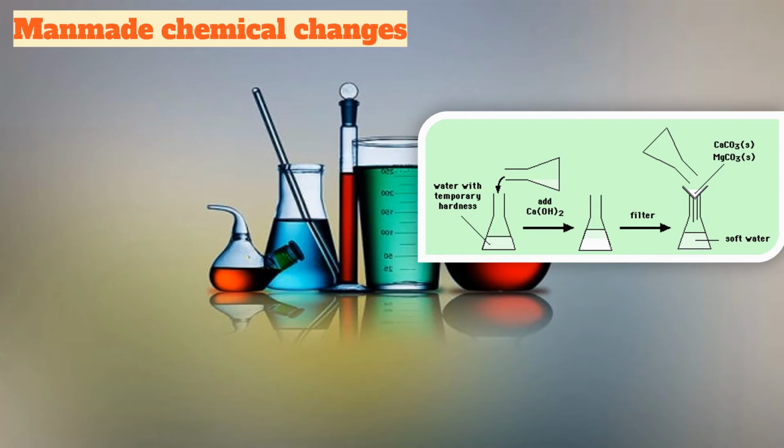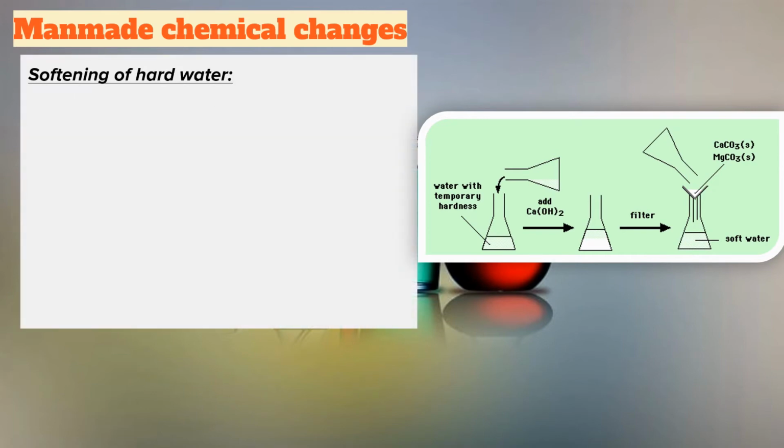This salt is removed by adding chemicals like washing soda. So washing soda is added to it, and it is filtered. We have the salts getting left out, and we have the soft water that is being formed. Okay, so let us look at how this works.